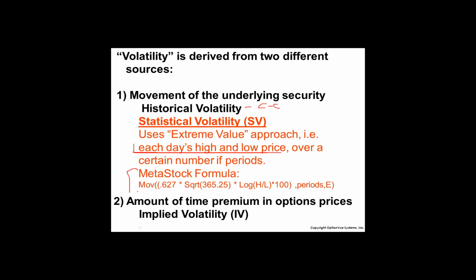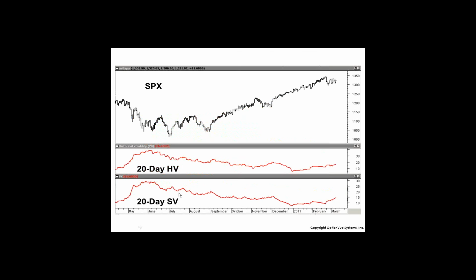Now here's the Metastock formula for that. When you run that through Metastock, we're looking at a 20-day statistical volatility versus a 20-day historical close to close. This is the highs and lows. You can see that the two graphs are very, very similar. The statistical SV is just slightly smoother perhaps than the historical vol. All right, those are two ways of measuring the volatility of the underlying asset itself.